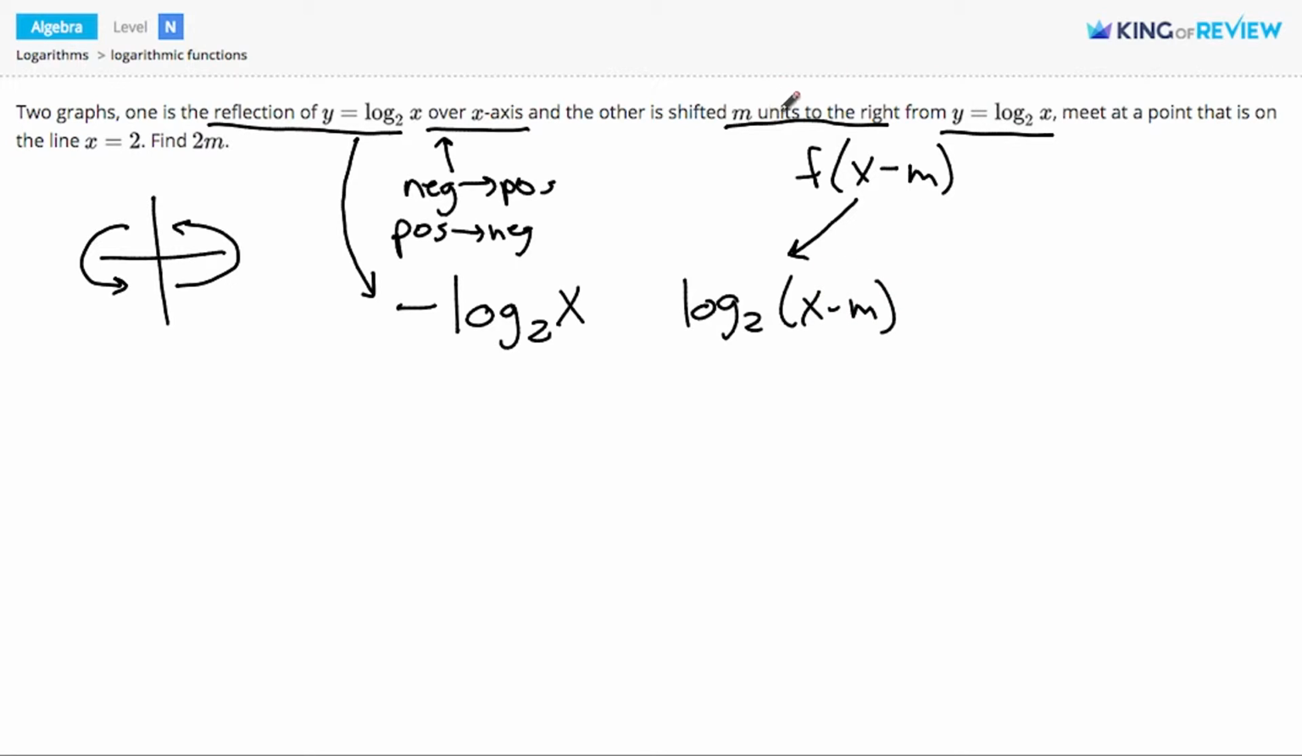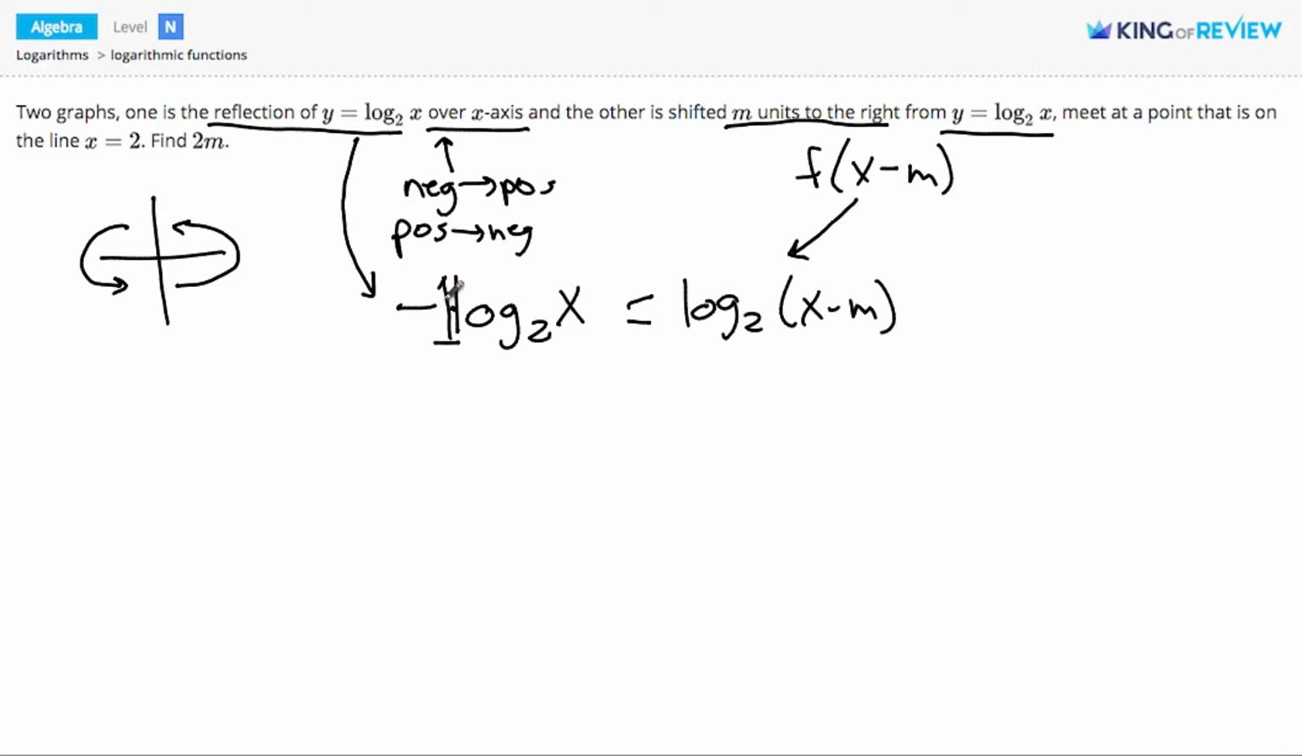Now we're told they meet at a point on the line x equals 2. If they meet, that means the two y values are equal, so we can set these two equal to each other. Now we can almost get rid of the log base 2 on both sides, but we have to get rid of this negative in front of the log. This is really a negative 1 multiplied by the log base 2 of x.